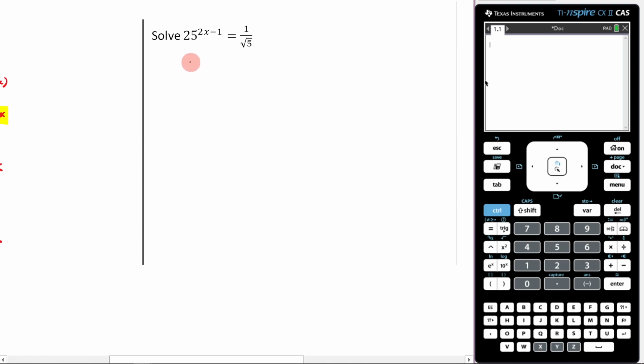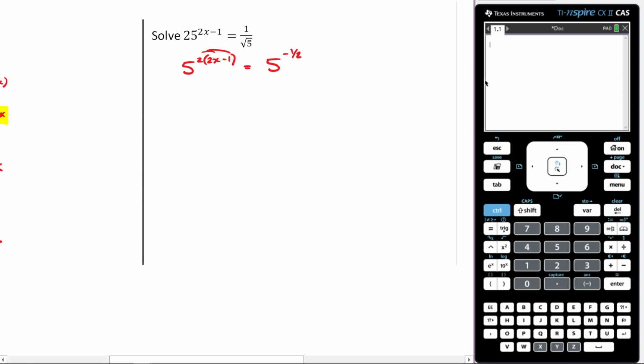Okay, the first thing I would do is make this 25 5 squared, and then it's 2x minus 1 is equal to, now this is the same thing as 5 raised to the negative a half. So as you can see, I've changed this square root to a rational index, and I've also brought it into the numerator. Okay, then we can distribute that out and then also equate them.